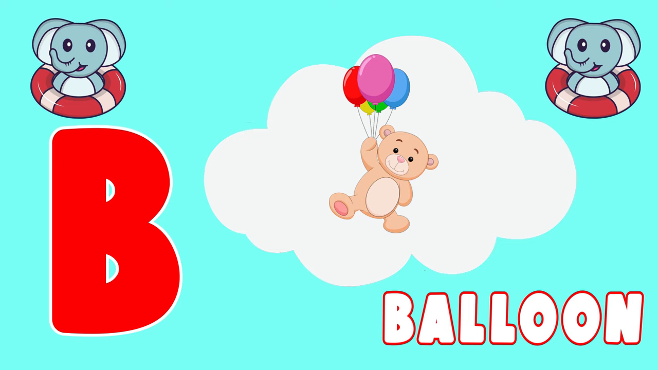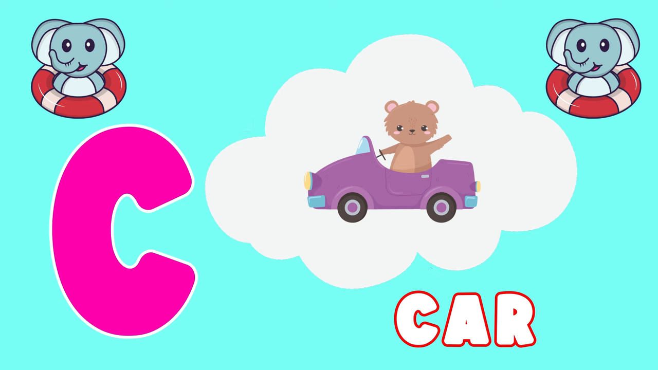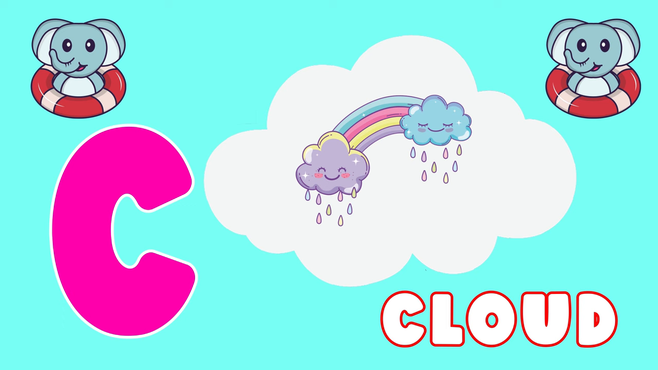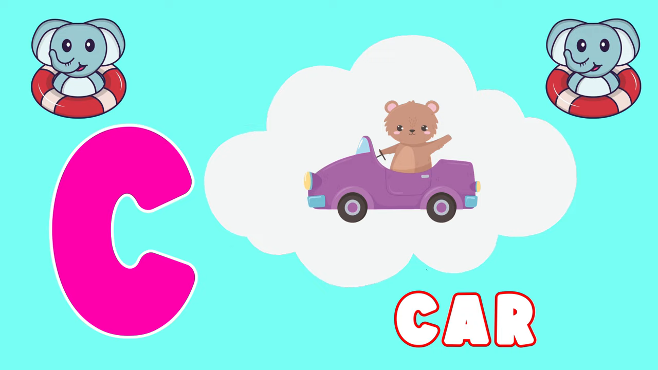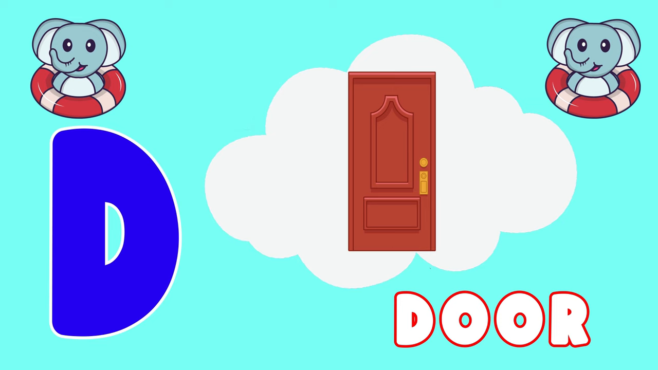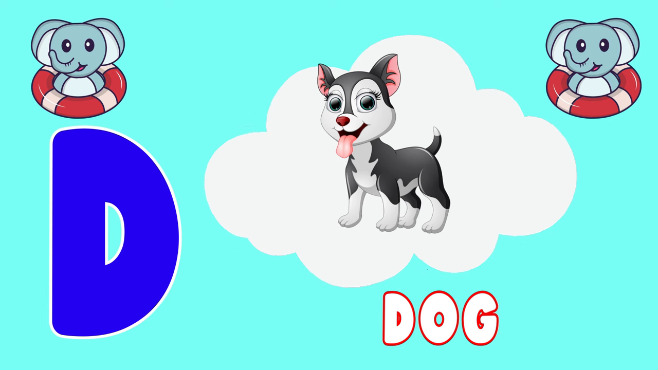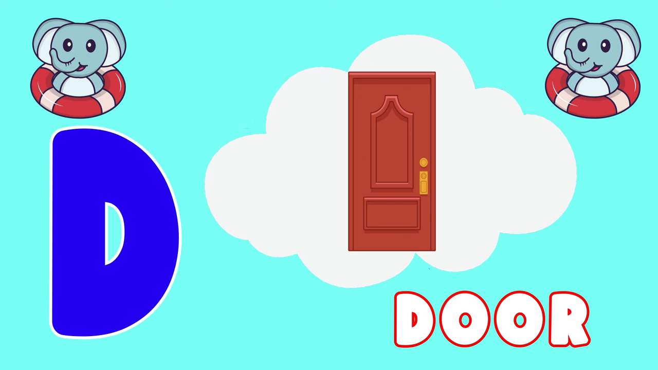C is for car. Car. C is for cloud. Cloud. D is for door. Door. D is for dog. Dog.